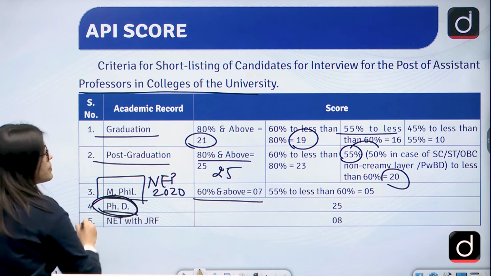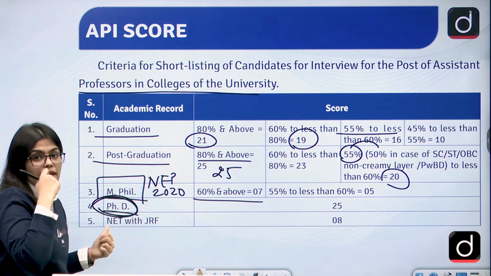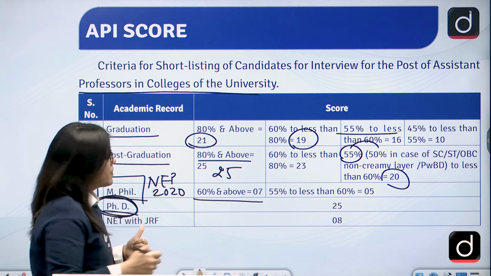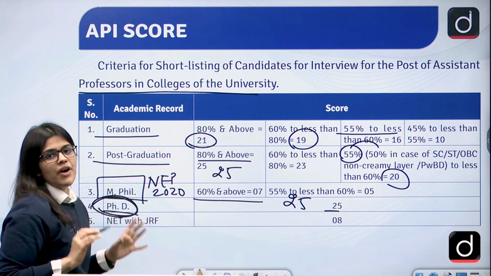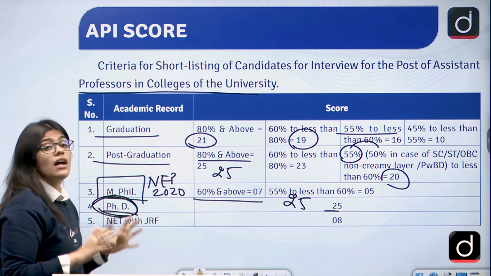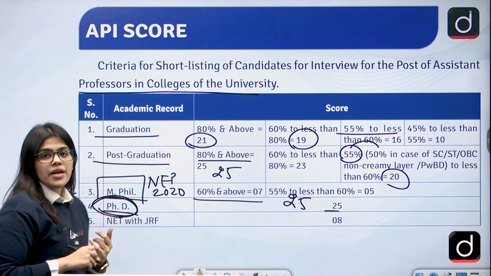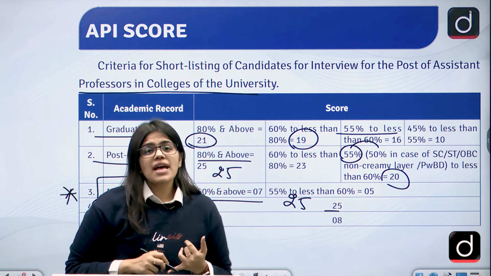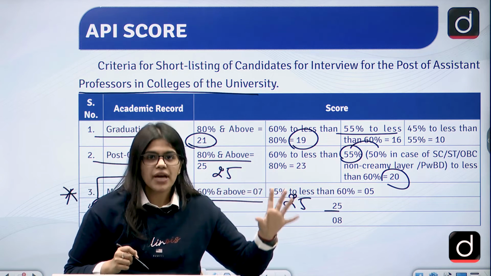Then if you have PhD here, you saw that it was 30 when you were applying for the university or for the department. But if you are applying for the colleges, it is 25 points. Still a lot of points, right? So you have to score good in your exam. Give your exam with full zeal and enthusiasm so that you clear JRF in the first go.